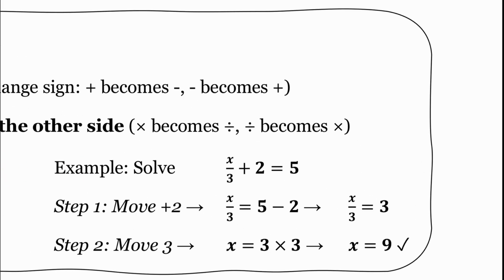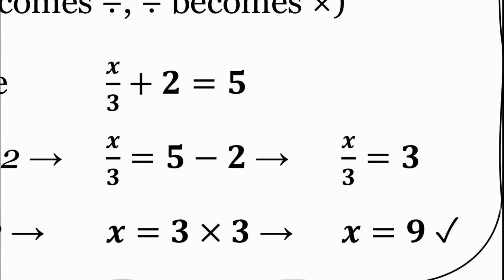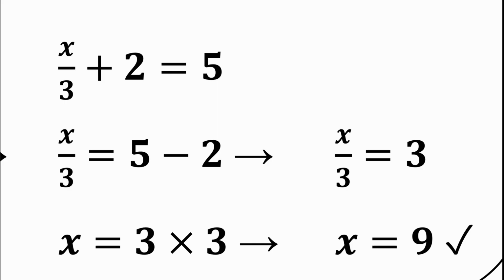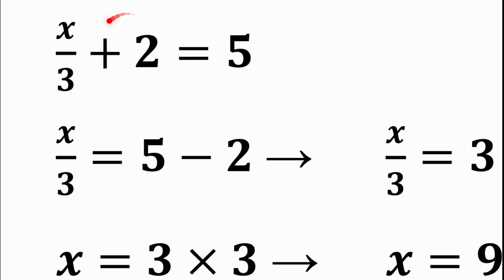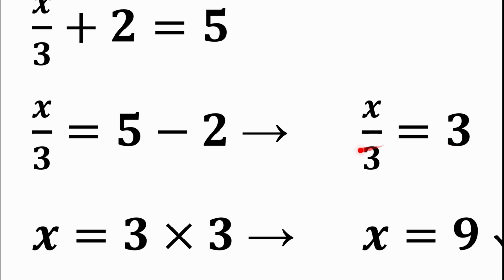Okay, so let's discuss one more example question. This is about the division type question, where you have a fraction on the left hand side. Look at this question. You remember the first part is to move the constant to the right hand side. So plus 2 becomes minus 2, 5 minus 2. You can see that step here. And x by 3 is remaining on the left hand side, so x by 3 equal 5 minus 2. 5 minus 2 is 3. So at the end of the first step you will get x by 3 equal 3.